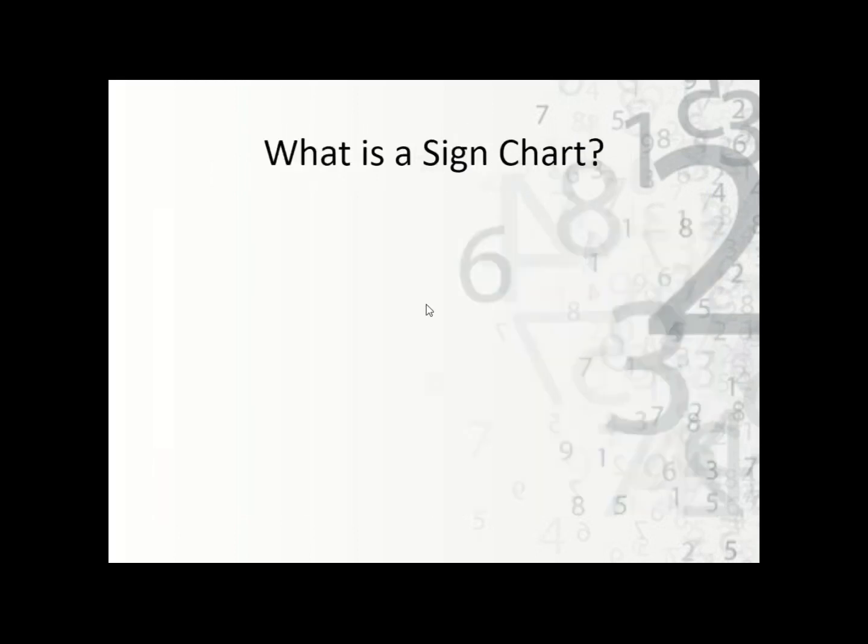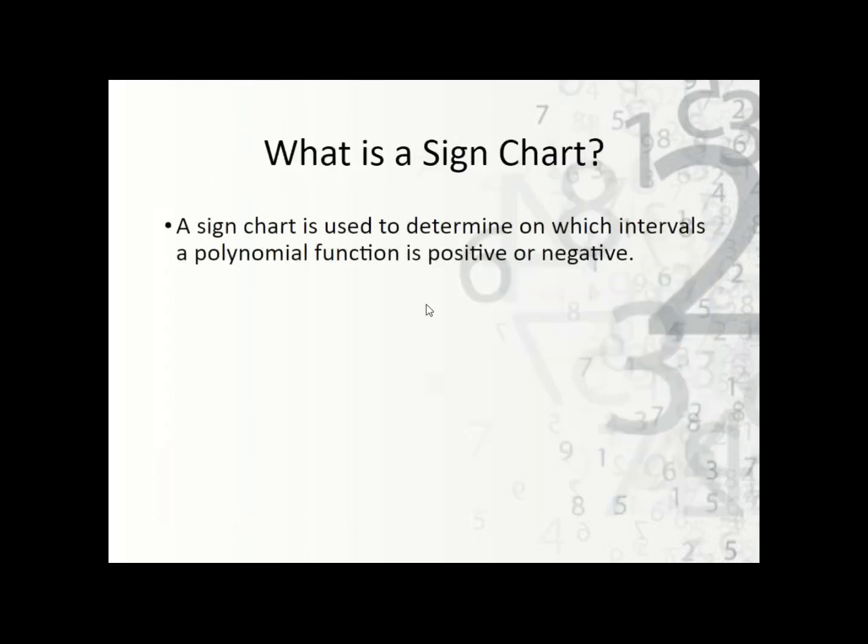Now, what is a sign chart? A sign chart is used to determine on which intervals a polynomial function is positive or negative. So we talked about positive and negative intervals. Now we're going to use a graphical display to show where it's positive and where it's negative and when it changes between them. So the top of the sign chart represents the positivity of the function.